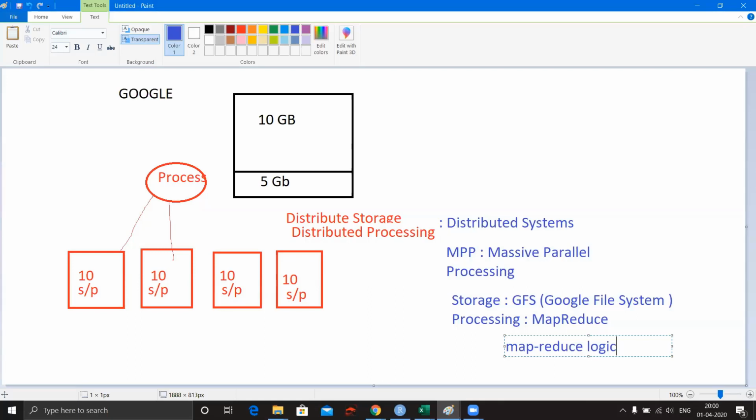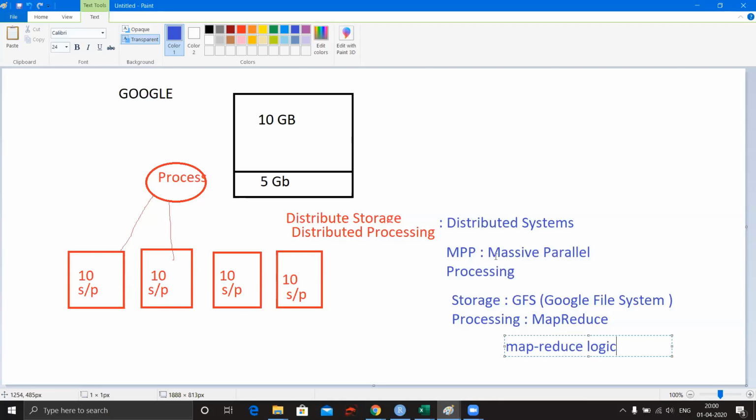So mappers are the ones which are working in parallel. The reducer is the one who has to wait for all the mappers to complete, collect the data from them, do shuffling and sorting, and then give the result forward, right? So this is what the MapReduce logic does. And this MapReduce logic is used widely in these tools of big data. We call them big data tools, and it is widely used there, right?